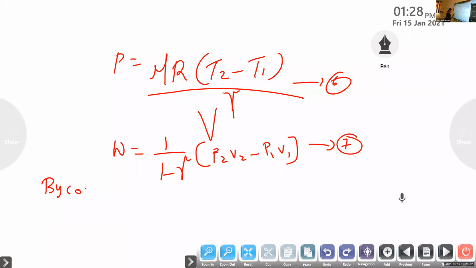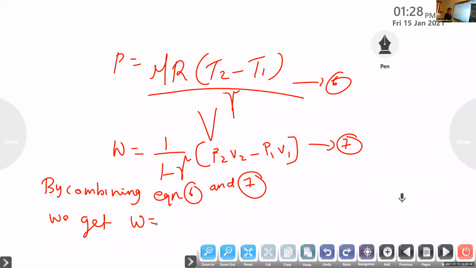By combining equation 6 and 7, we get work done is equal to mu r (T1 minus T2) divided by gamma minus 1. Work done is equal to mu r (T1 minus T2) by gamma minus 1.